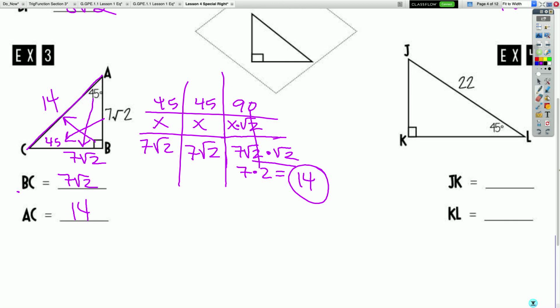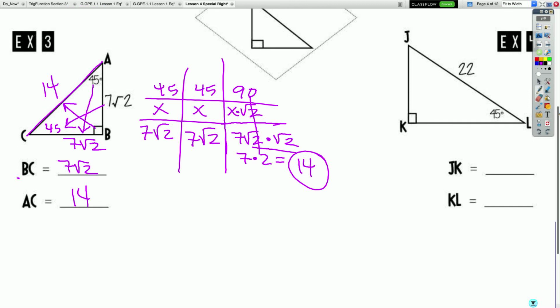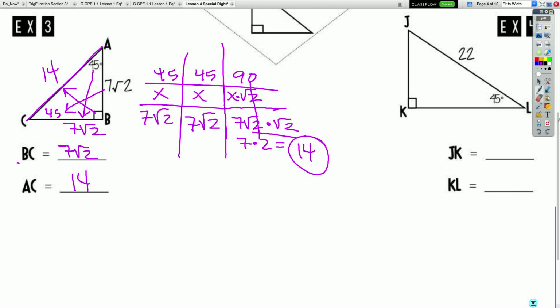Okay, so I'll let you do example 5 and 6 on your own, but we're going to do 4 together, so if you can fill that one out. This one's a little bit tricky. X square root of 2. And I'm going to show you another incorrect example. But go ahead and fill out your chart for this one.